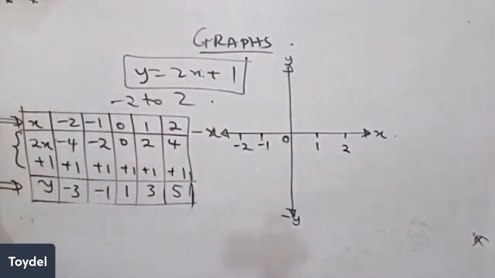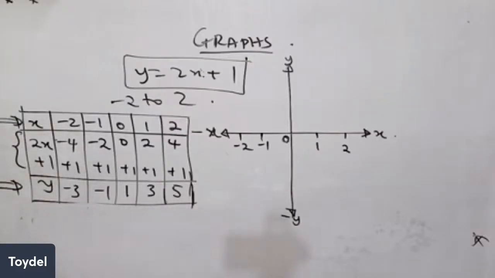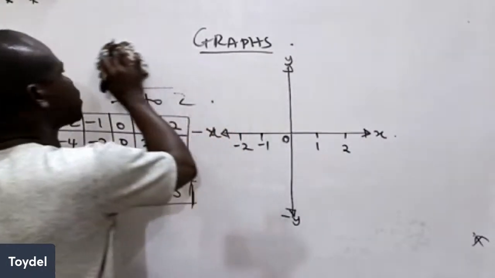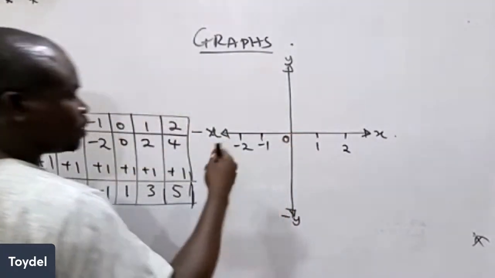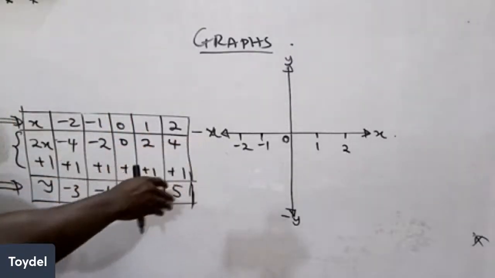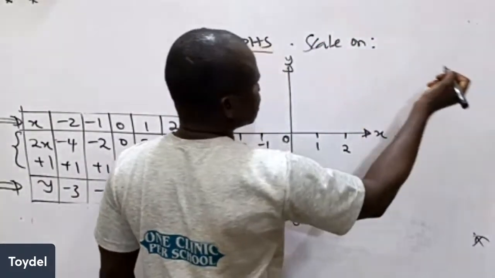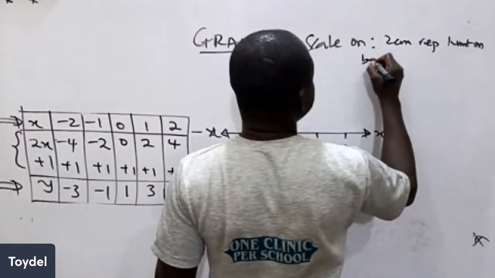If you want to plot the graph, the first thing is that you must have a scale. If you are given the scale, it's fine. If you're not given the scale, you are the one that will generate the scale yourself, depending on the nature of the table. In this case, you can say 2 centimeters represent 1 unit. That is, you are going to count 10 holes. The holes that you have in that graph, 10 of it is 2 centimeters. So 2 centimeters represent 1 unit along the x-axis. Your graph must have scale on both axes. You can say 2 centimeters represents 1 unit on both axes.